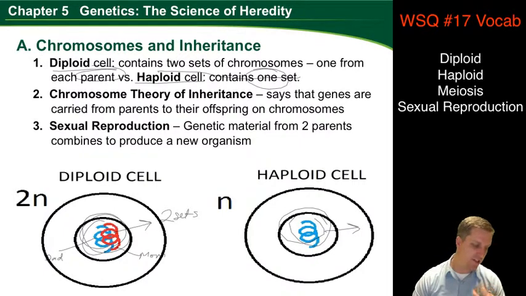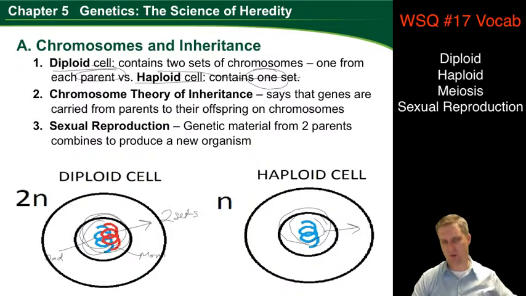The chromosome theory of inheritance is basically what Sutton came up with, and according to the chromosome theory of inheritance, genes are carried from parents to their offspring on chromosomes. That's where the genes are. The chromosomes are the genetic information for that organism. Also need to understand that when we talk about sexual reproduction with meiosis, we're actually talking about when the genetic material from two different parents combines to produce a new organism. That is an example of sexual reproduction.